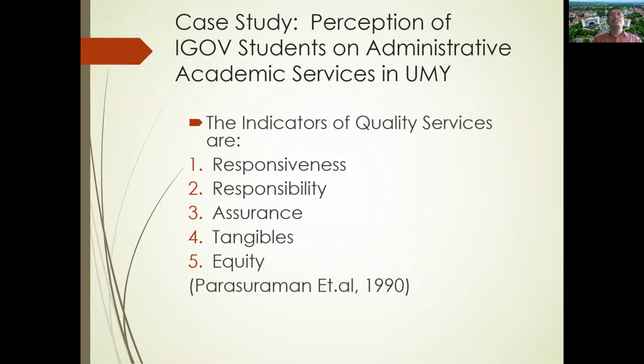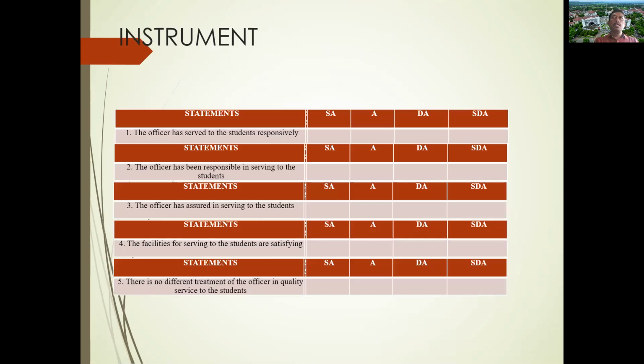Today, we will give you a practice with a case study of the perception of IGOV students on administrative academic services in UMY. The indicators of quality services that we implemented here are: the first is responsiveness, second, responsibility, third, assurance, fourth, tangibles, and fifth, equity. It is based on Parasuraman et al. in 1990. And then we arrange the instruments like that.